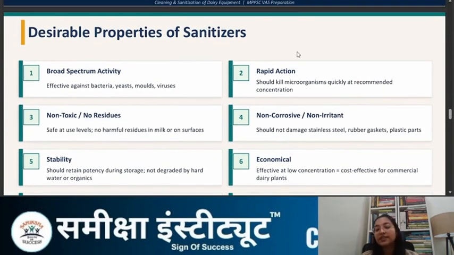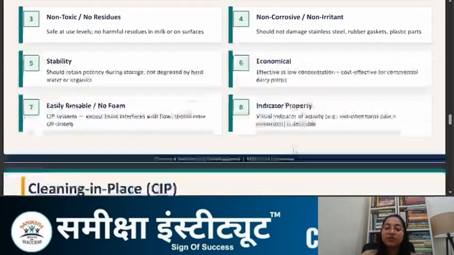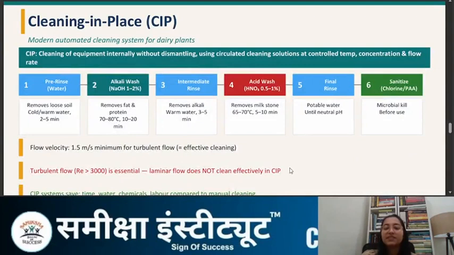So firstly we studied about the definitions, then we studied about the cleanliness, and then we studied about its importance. We studied about the detergents, their qualities, types, and then we studied about the sanitizers, their desirable properties, and the different types and classification of sanitizers. Now we are proceeding further towards cleaning in place. This is very important when it comes to exam point of view, and usually questions are asked from this portion.